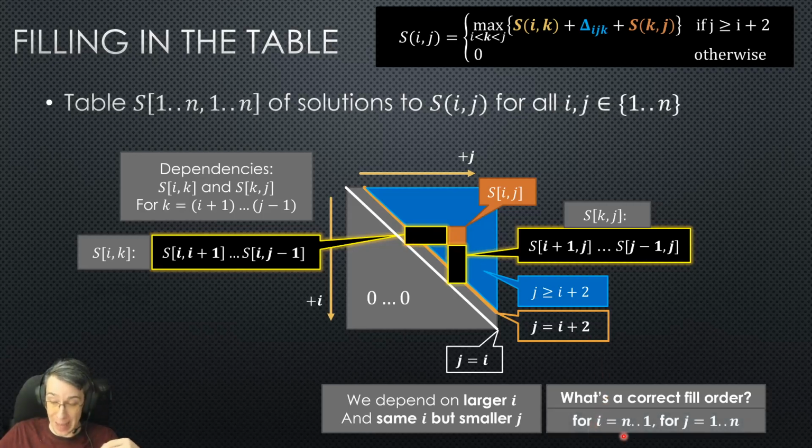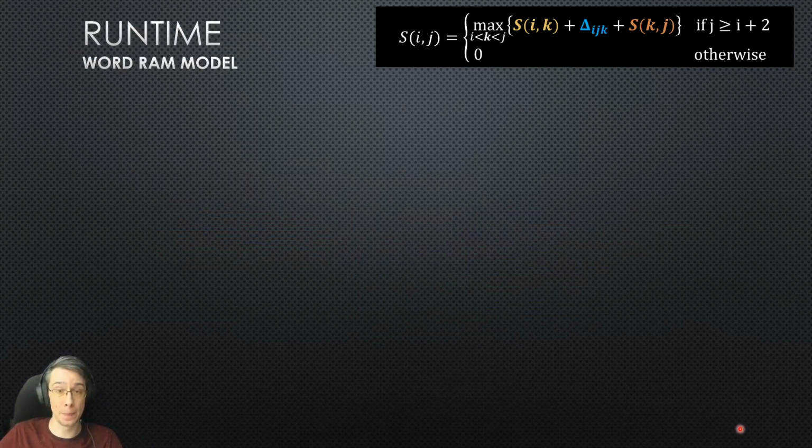So for i, we go from n down to 1, and then within a row, for j, we go from 1 up to n. Okay, this fill order will make sure that our dependencies have already been computed when we compute ij. Okay, so I'm not going to show pseudocode for this because it's fairly straightforward, and it's a good exercise, I think, to translate this recurrence into pseudocode.